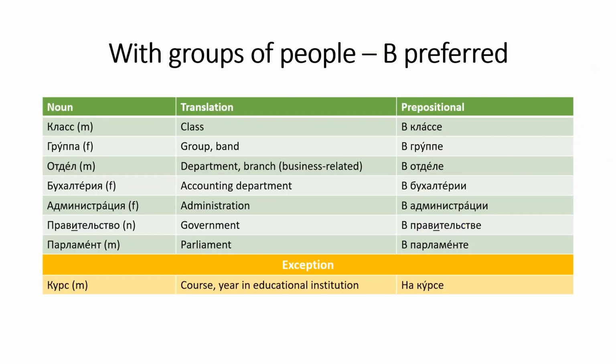This is showing groups of people which usually take v, and then we've got the word kurs, which always takes na kursje. Kurs can mean a language course or a skills course that you're taking, but it can also mean a year in an educational institution. So you could say я на втором курсе. I'm in my second year at university, for instance.